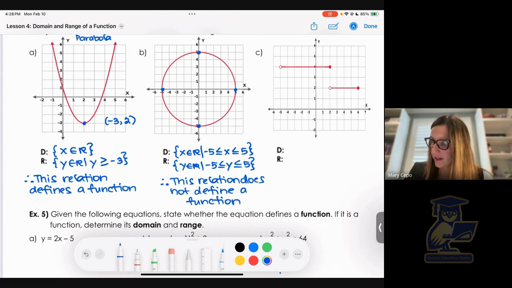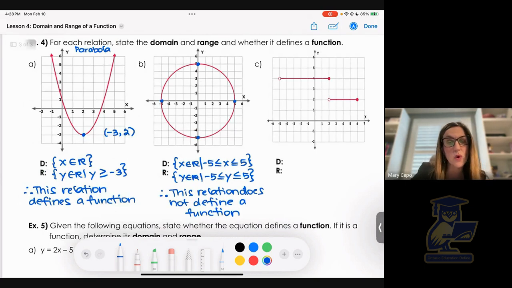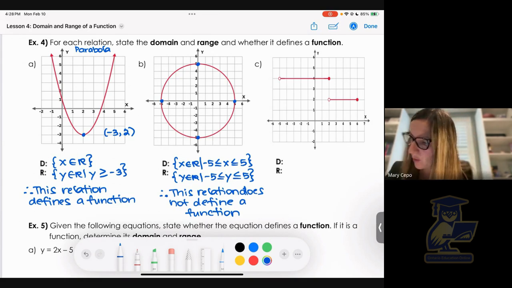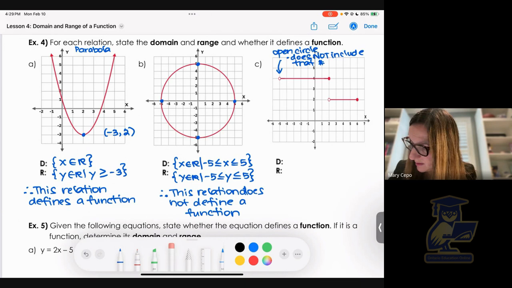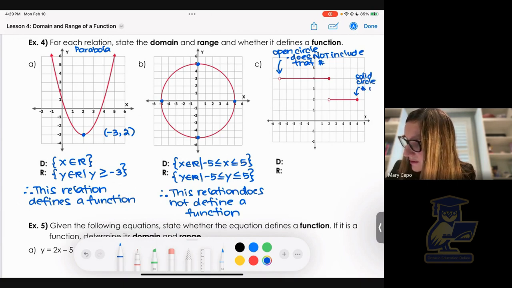Okay, moving on to C. Looking at C, if you notice there are open circles and closed circles. We have two horizontal lines. An open circle, just to refresh, means it does not include that number: everything up to that number, but not that number. Likewise, a solid circle means the number is included.